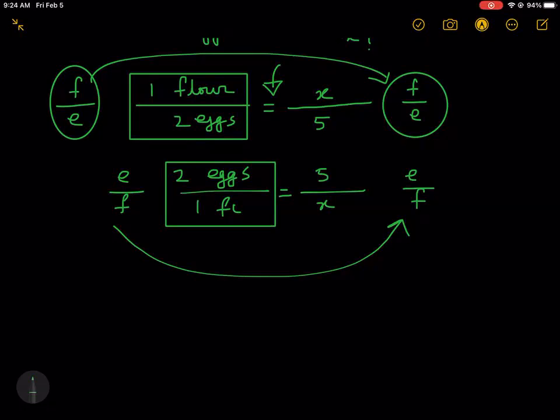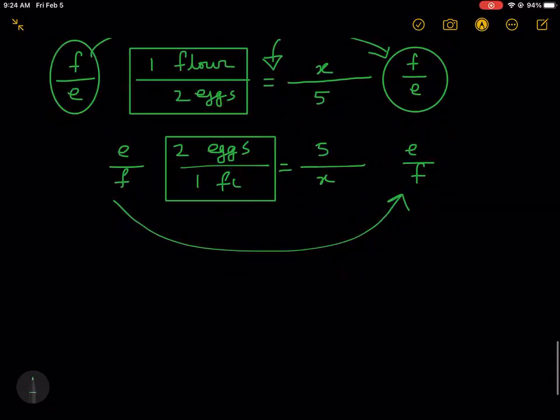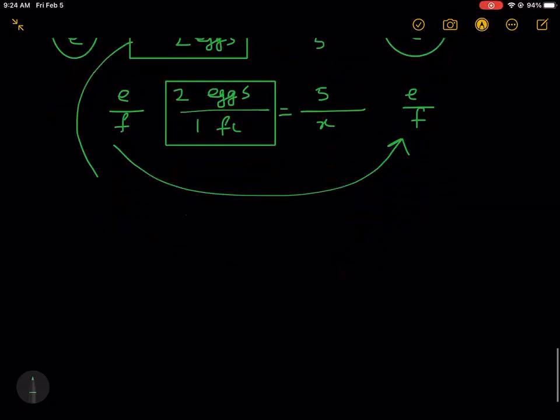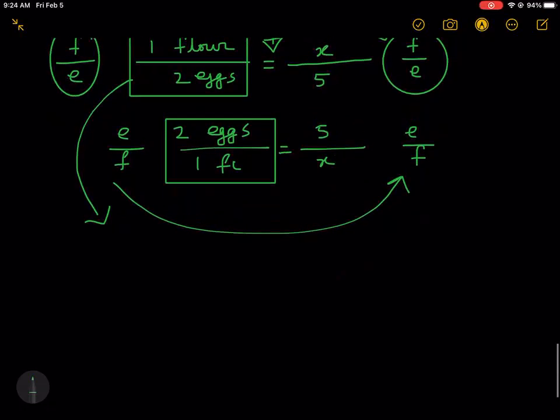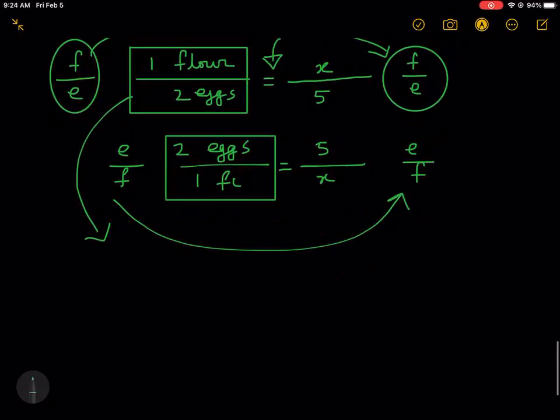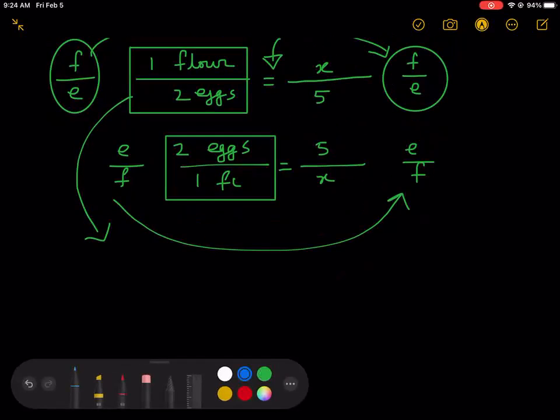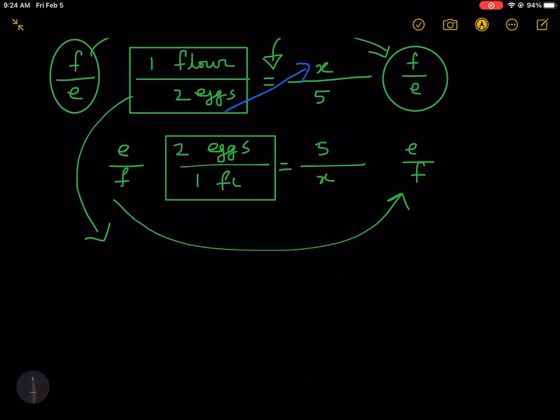Looks like all fine. So if I solve it, let's go for this one, because I set that up. Now if I cross multiply it, it will be 2 times x, 5 times 1. So I'll have 2x equals 5. If I divide both sides by 2, we'll have 2.5.